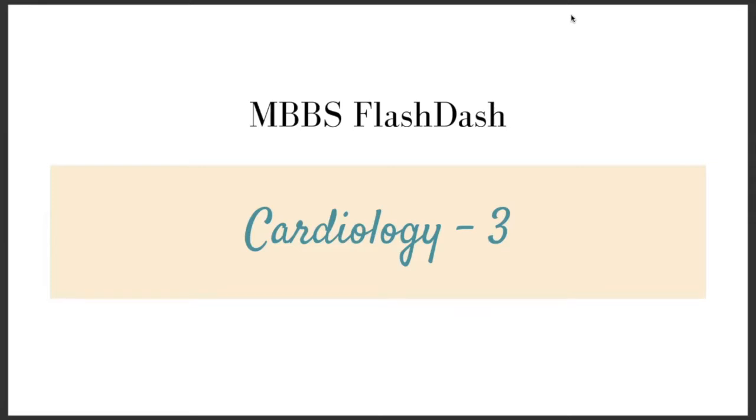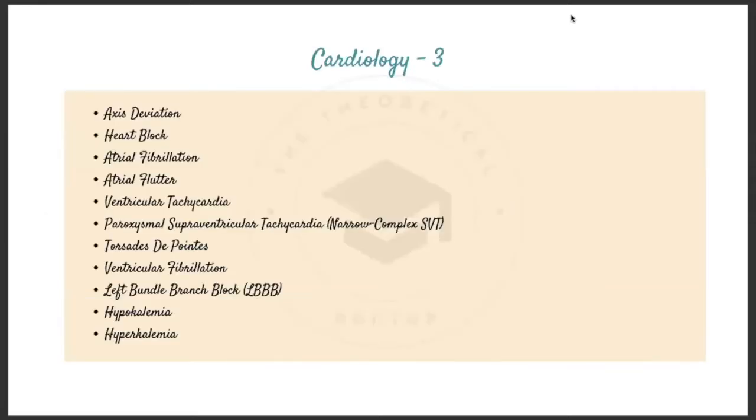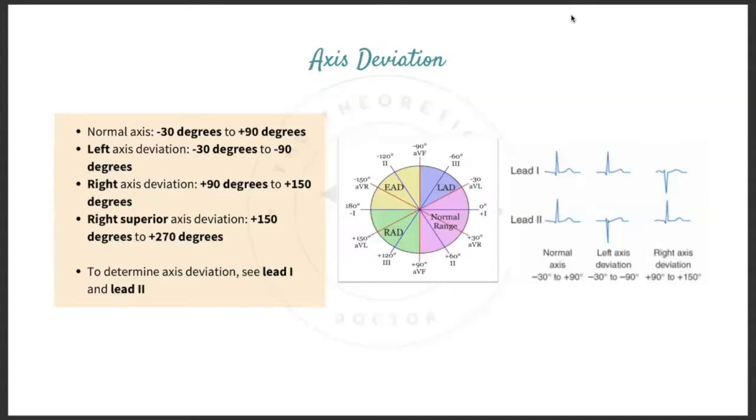So let's get started. In this video, we will be covering axis deviation, heart block, atrial fibrillation, atrial flutter, ventricular tachycardia, paroxysmal supraventricular tachycardia or otherwise known as narrow complex SVT, Torsades De Pointes, ventricular fibrillation, left bundle branch block, hypokalemia, and hyperkalemia. Okay, the first one is axis deviation.